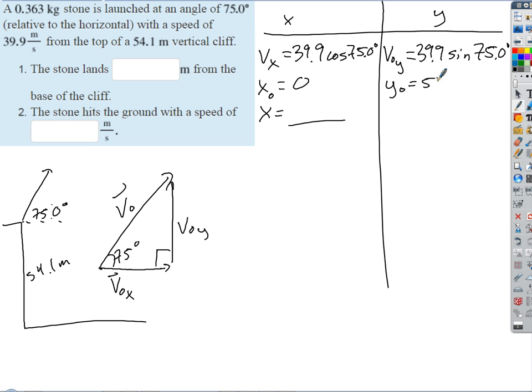And what's the final position? 0, okay. What's the acceleration? We know that. Negative 9.8, good. And then we're trying to find t, aren't we? Mm-hmm. So what's the equation we're gonna use to find t? Big mama. Big mama, that's right.